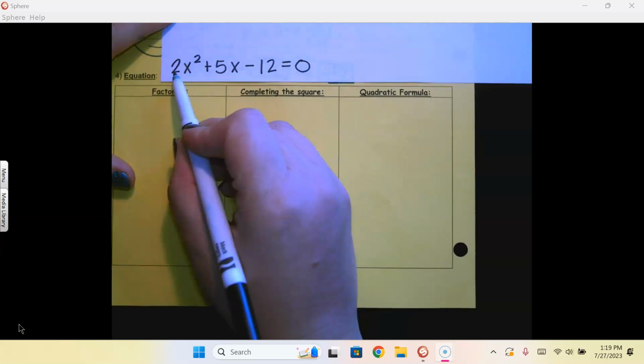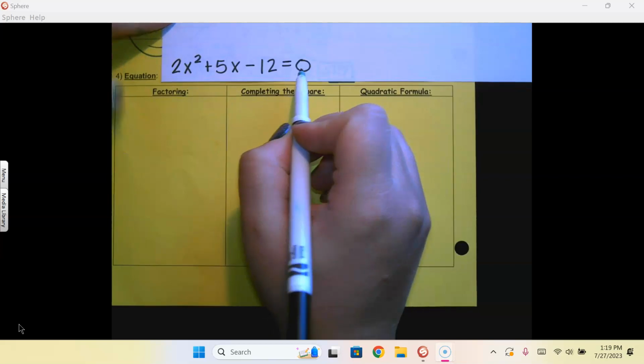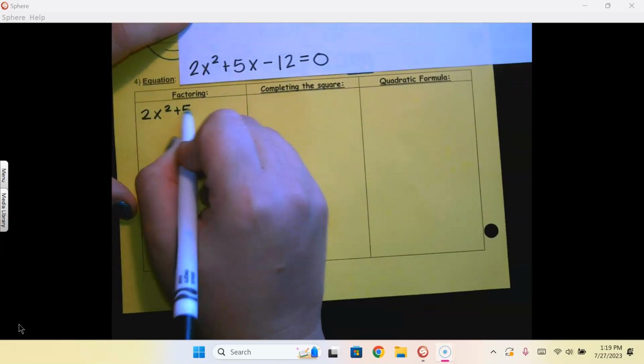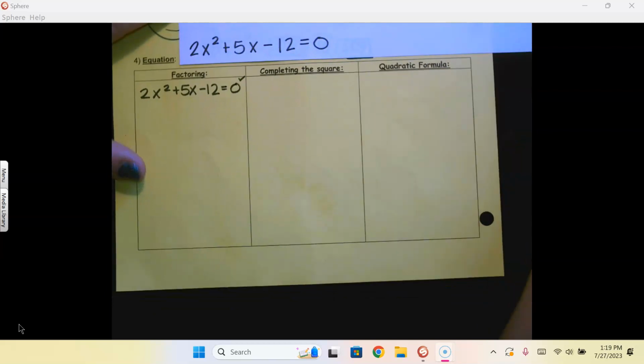Okay, next one is 2x squared plus 5x minus 12 equals 0. So we're going to go ahead and start with factoring. When you're factoring, you want the equation to equal 0, which it does. And then we ask ourselves, is there a GCF?